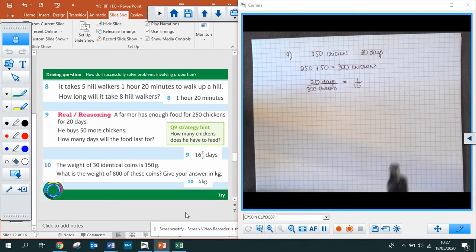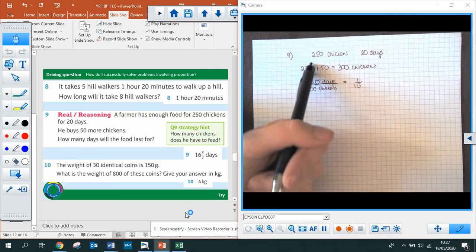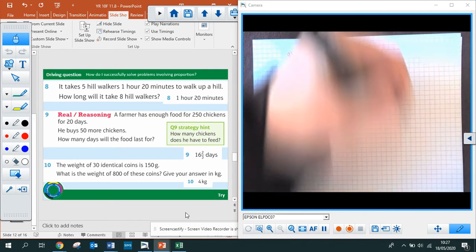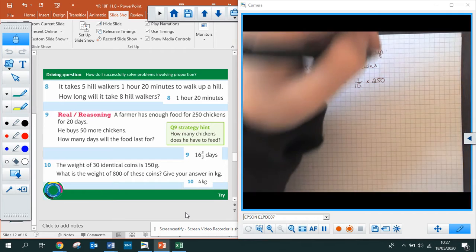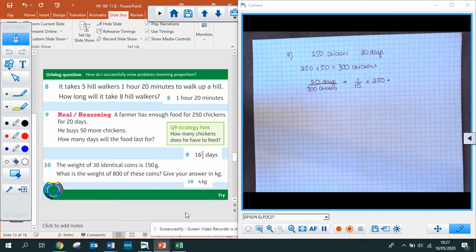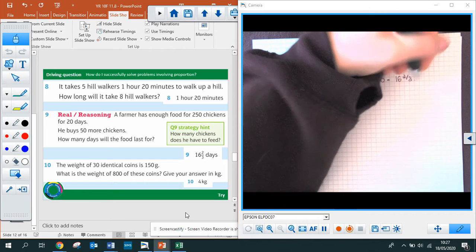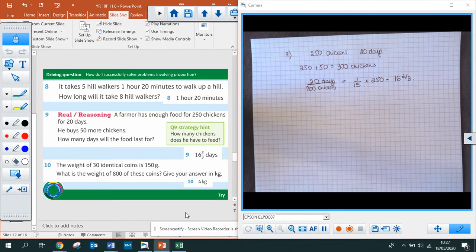Now we need to multiply it by the original amount of chickens. So 1/15 multiplied by 250 chickens, and that will get us to our answer. Okay, so 1/15 multiplied by 250 chickens. If you got it as a decimal, it will give you 16.66666667, which is equivalent to 16 2/3. Okay, and that's that answer finished.